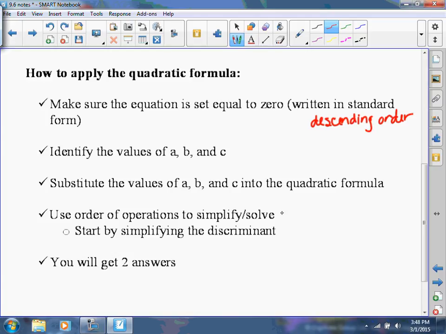And we simplify by using our order of operations. So we're going to start by simplifying the discriminant. The discriminant is the stuff that's inside the square root. Okay? It gets a special name. We'll see more of that in the future. But we're going to start there because the radical is like a big set of parentheses. It's a big grouping symbol. And we will get 2 answers because of that plus minus that we have.